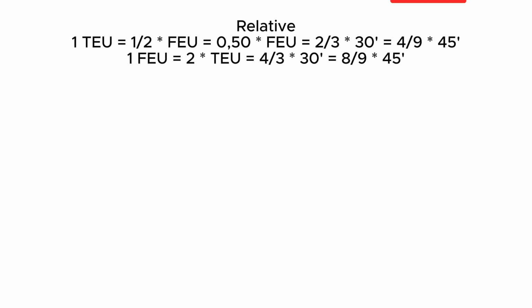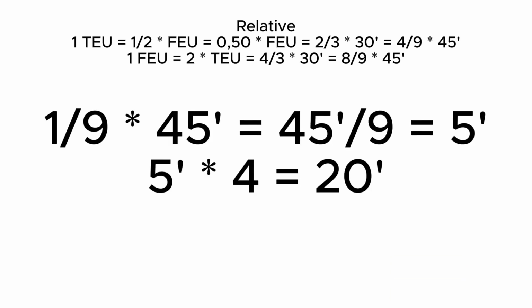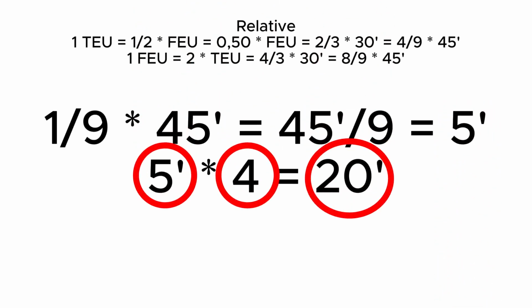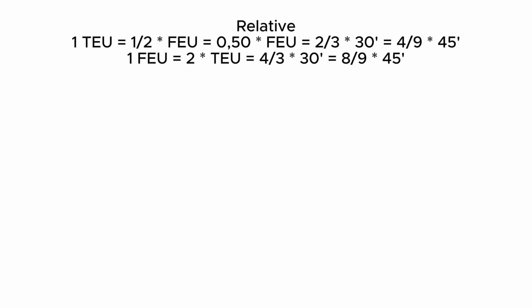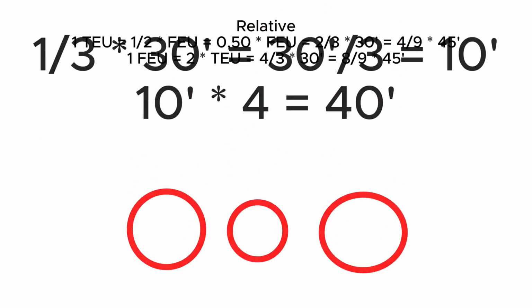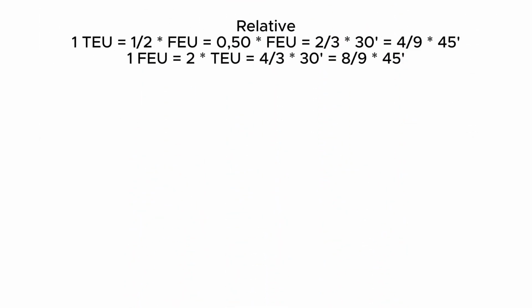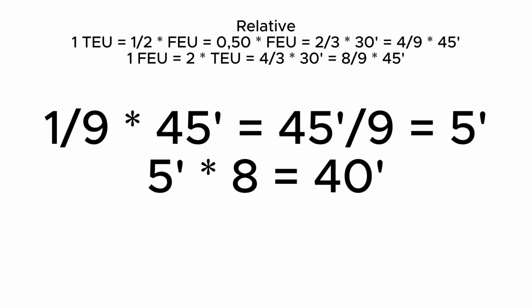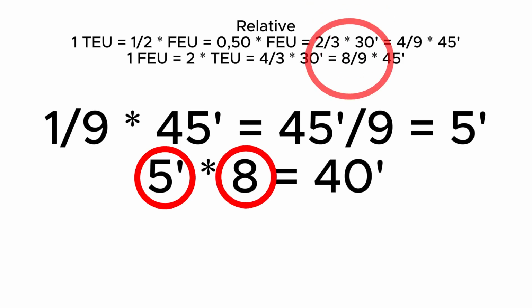1 TEU is also equal to 4/9 times 45 foot, because 1/9 of 45 foot is 5 and 5 feet times 4 is 20 feet, so that's 20 foot equivalent unit or TEU. 1 FEU is equal to 4/3 times 30 foot, because 1/3 of 30 foot is 10 feet and 10 feet times 4 is 40 foot, that's FEU. 1 FEU is also equal to 8/9 times 45 foot, because 1/9 of 45 foot is 5 feet and 5 feet times 8 is 40 feet.